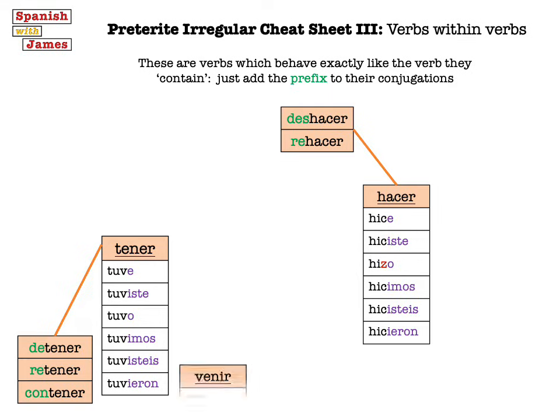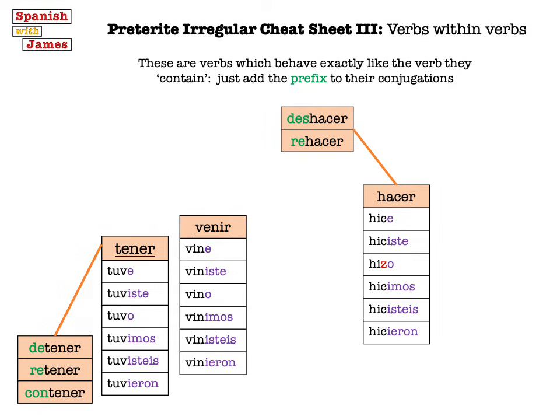Next up, we've got the verb venir, to come. So once you know these conjugations, you can also use the verbs convenir, to be convenient, and prevenir, to prevent. So in the present tense, we can say eso me conviene, that's convenient for me. In the past tense, we could say me convino, so it was convenient to me. Prevenir, to prevent. To give you an example, hace una semana la policía previno un crimen. So a week ago, the police prevented a crime.